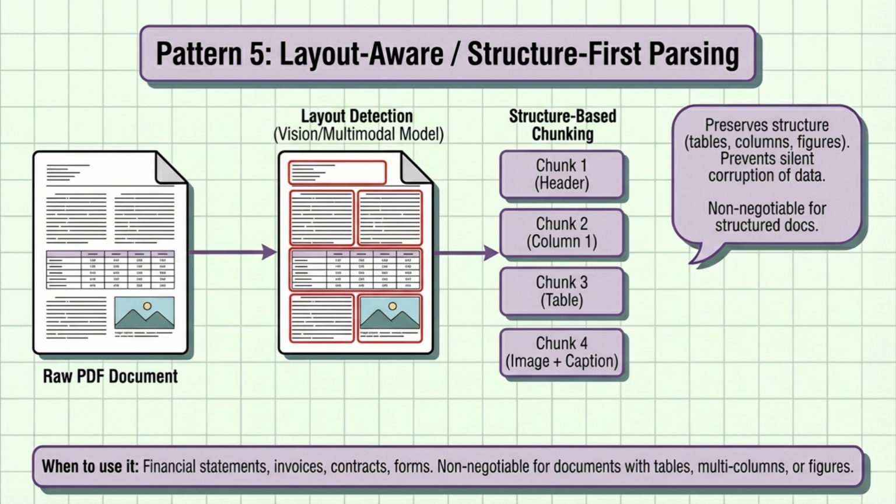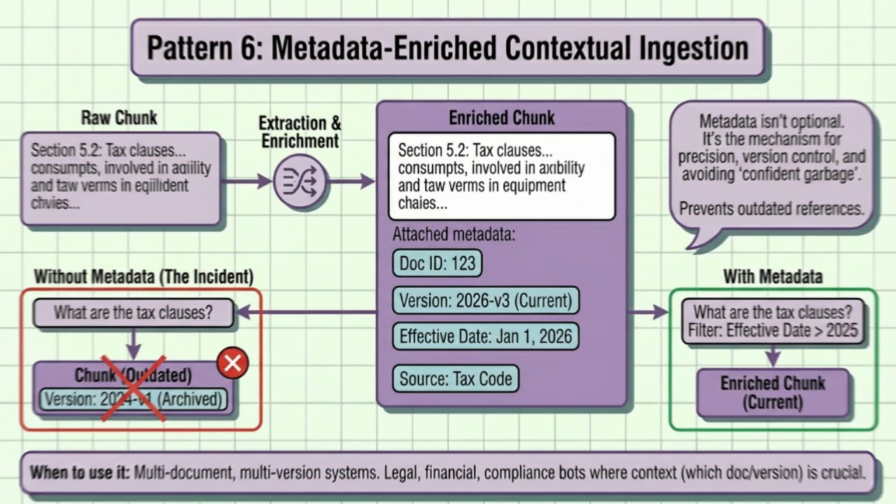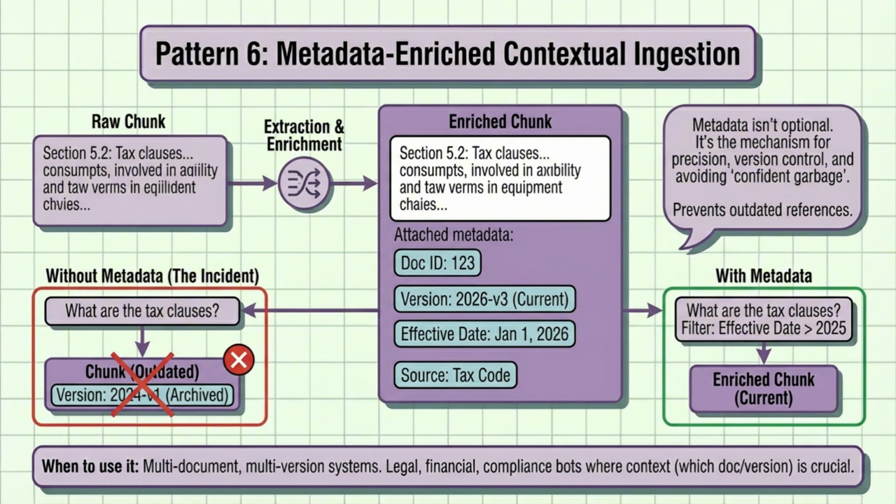Using layout detection models, or multimodal vision language models that process the document as an image, you extract not just the text but the structural understanding of the page. Then you chunk against that extracted structure, not against the raw linearized text. Pattern 6, enriched contextual ingestion. This pattern doesn't change how you chunk. It changes what a chunk actually is.